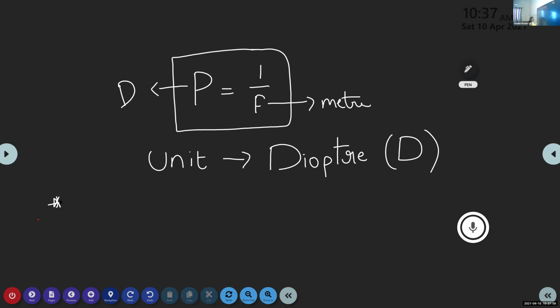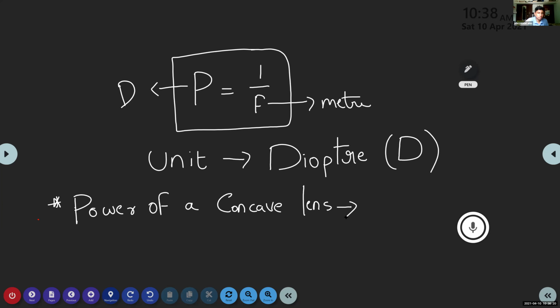Some important points. Power of a concave lens. Can you guess whether it is positive or negative? Today is it information overloading? That is why you are silent. What is the power? Negative. Yes, very good. Because the focal length of a concave lens is negative. So the power of a concave lens is negative.